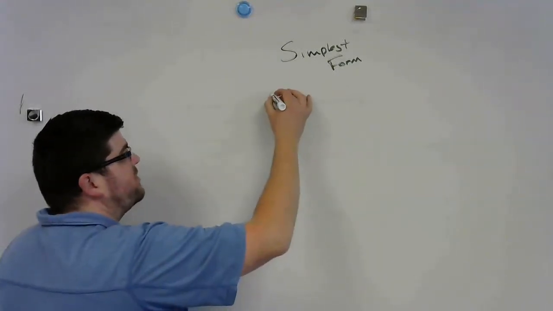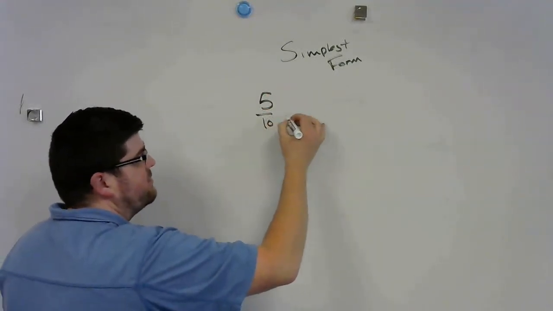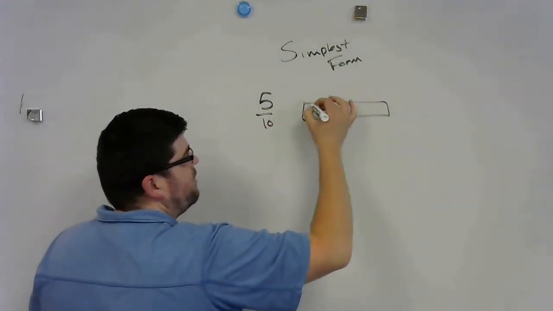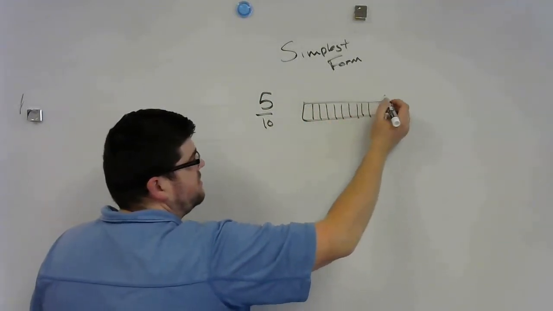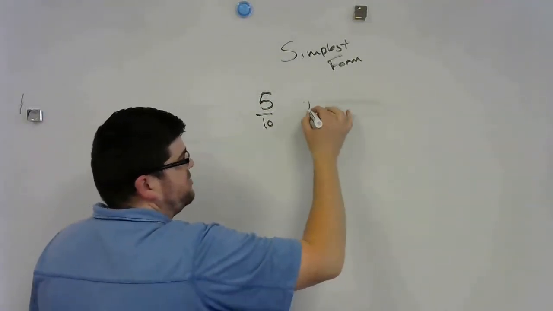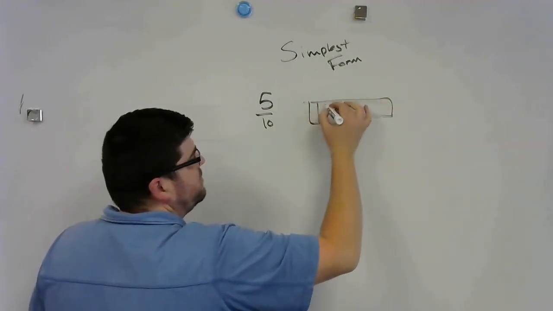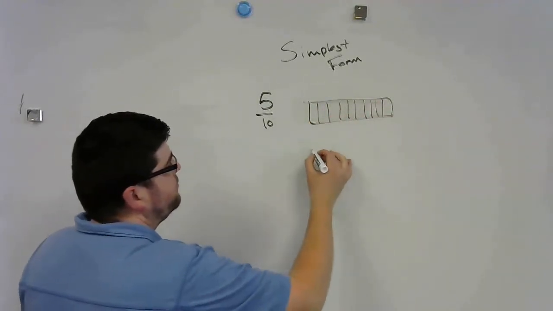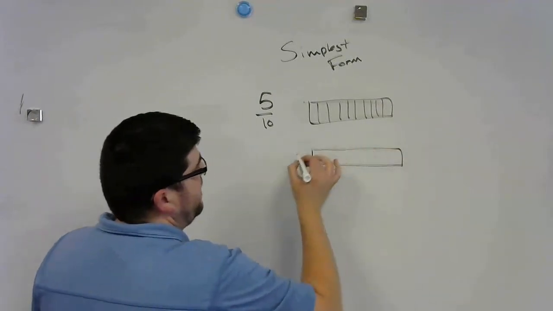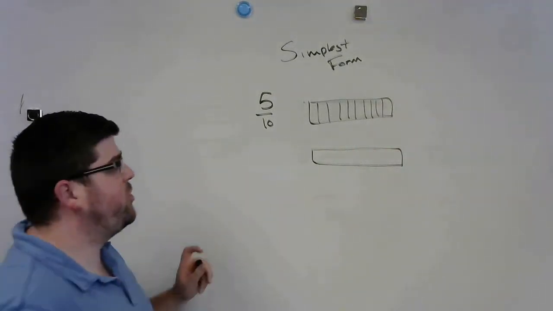So let's take, for example, 5/10. 1, 2, 3, 4, 5, 6, 7, 8, 9. I didn't have enough space on it. Let's try it again. 1, 2, 3, 4, 5, 6, 7, 8, 9, 10. There we go.